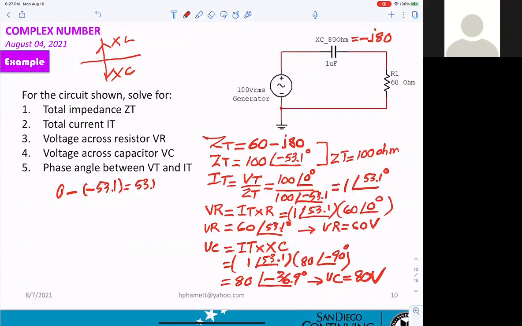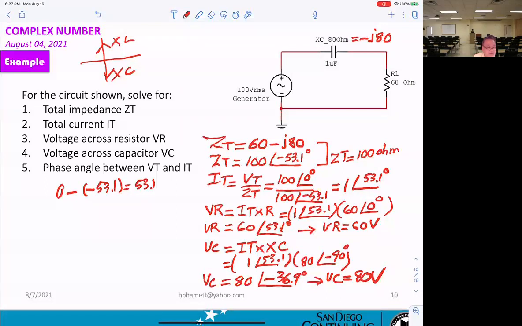Mr. Pham, the last thing you wrote is 80 volts. VC is equal to 80 volts. And you calculated 80 and then angle negative 36.9. What's the difference? Are you writing a magnitude only, 80 volts? The last step you wrote, minus 36.9. Both are VC, am I right? Yeah, that's the voltage VC. So what is the difference here on the left-hand side? VC is 80 angle negative 36.9 and VC is equal to 80 volts. Both are VC. What's the difference?